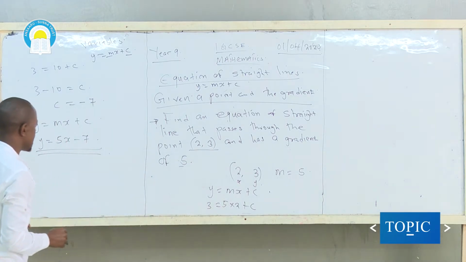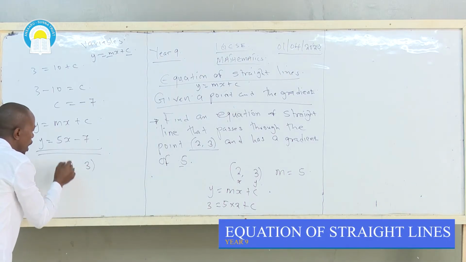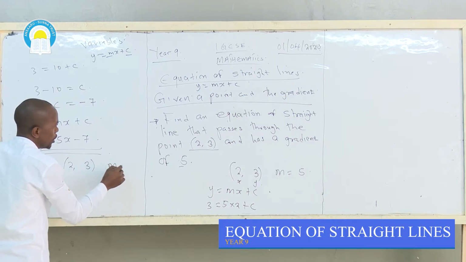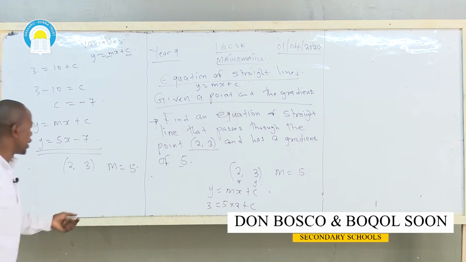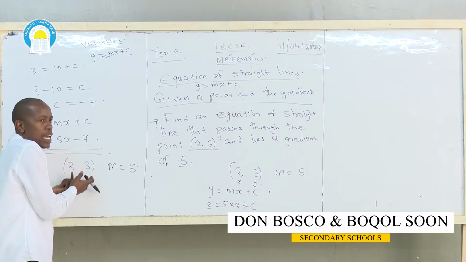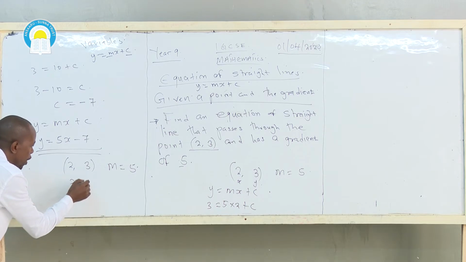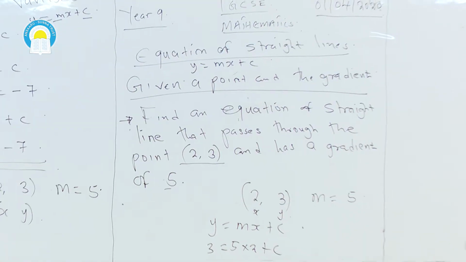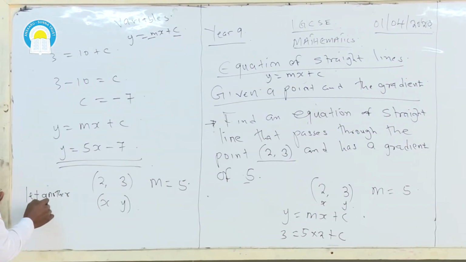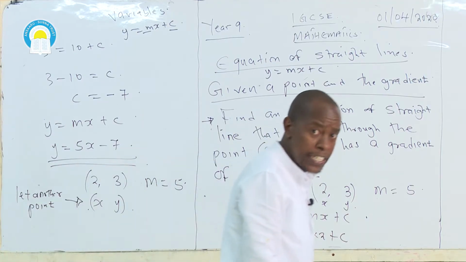Alternatively, given the point, which is 2, 3, and the gradient, m is 5, this is another way you can use. We have the point and we have the gradient. Now, how do we find the equation? We let another point be x and y.